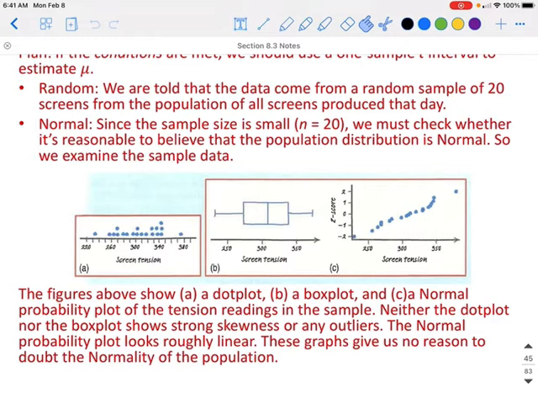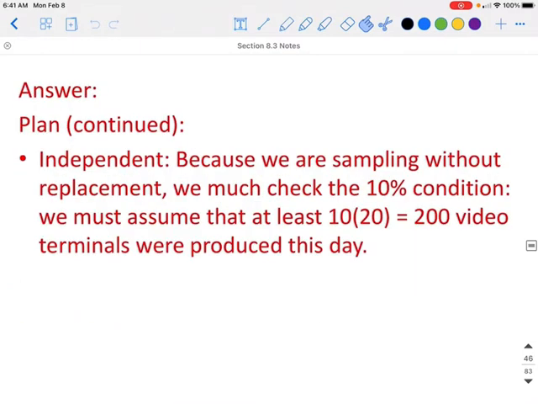Now we need to check for independence. Because we took a sample without replacement, we do need to check the 10% condition. If our sample size is 20, and we multiply that by 10, that gives us 200 video terminals. We can assume that they've made at least 200 video terminals in one day.